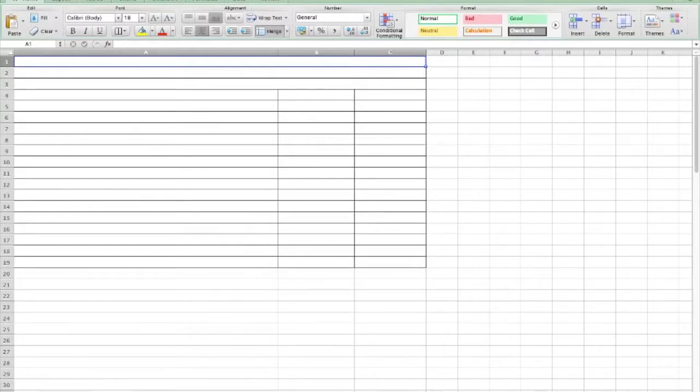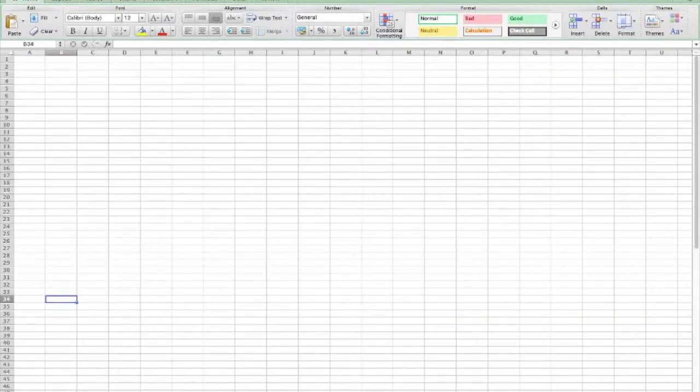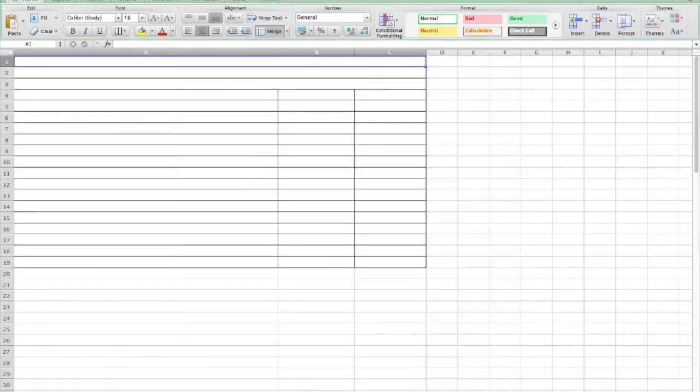The trial balance, remember, starts with the 3-line heading similar to those financial statements that we prepared. So if I look back here, the 3-line heading for this one is going to be GHI Company. This is a trial balance that we're preparing. And we're preparing this as of, remember, I just want the date, so April 30th, 2018. April 30th, 2018 for this one.